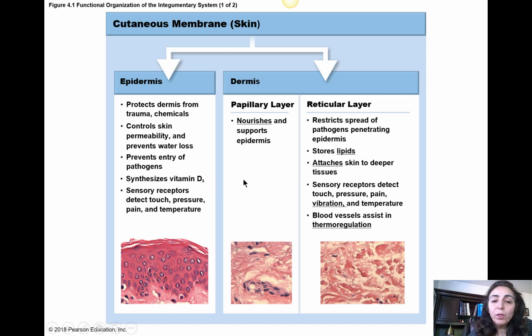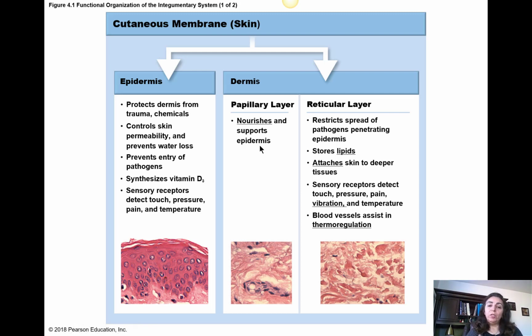What about the dermis? Dermis has two layers, as I mentioned earlier. Now here you see the name of the layers. The top layer that is closer to the epidermis is called the papillary layer. That is a thinner layer compared to the deeper layer that is called the reticular layer. Now, the papillary layer of the dermis has the function of nourishing and supporting the epidermis.